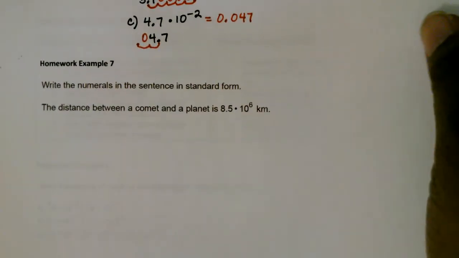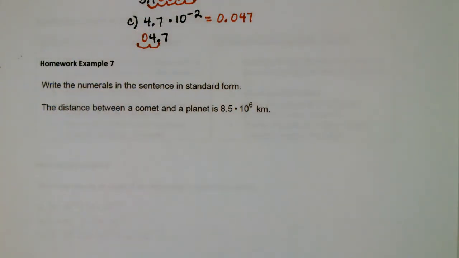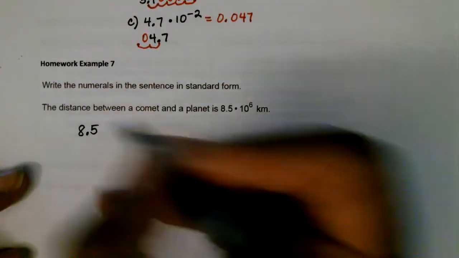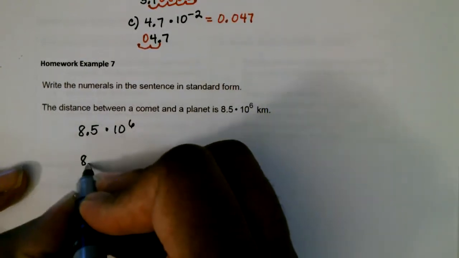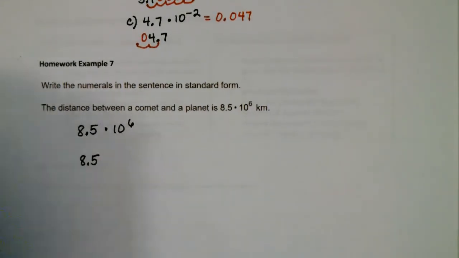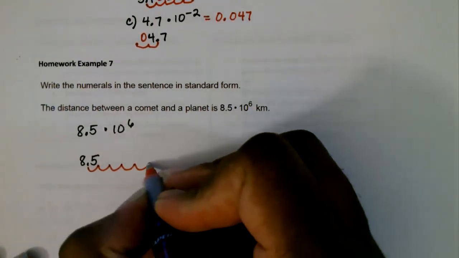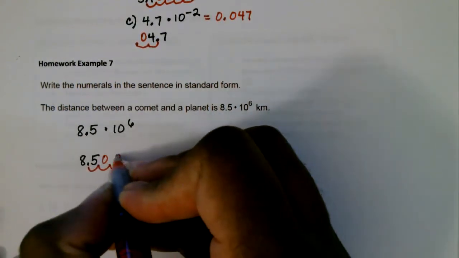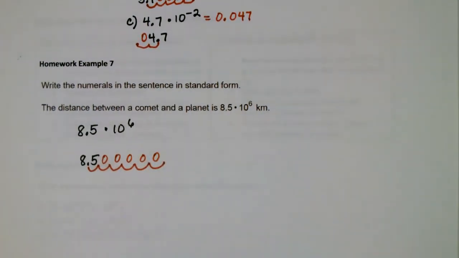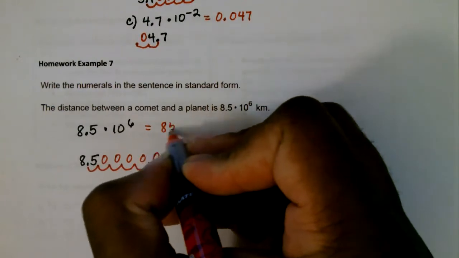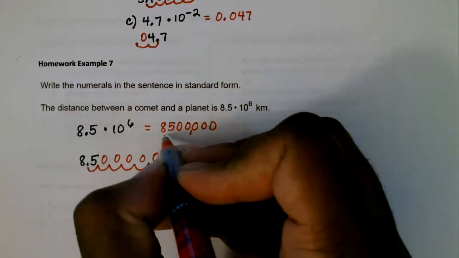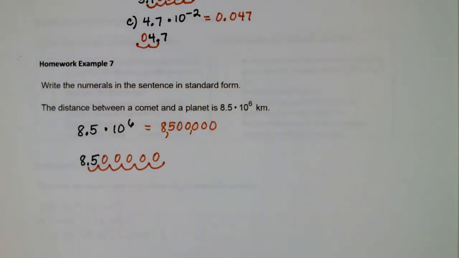All right, here's a homework example. Let's say the distance between a comet and a planet is 8.5 times 10 to the 6 kilometers, and we want to write this in standard form. Okay, so we got 8.5 times 10 to the 6. And in standard form, well, my exponent for the 10 is 6, positive, so I need to move this decimal point 1, 2, 3, 4, 5, 6 places, meaning I need to add 5 zeros. That will mean that 8.5 times 10 to the 6 in standard form would be 8,500,000.